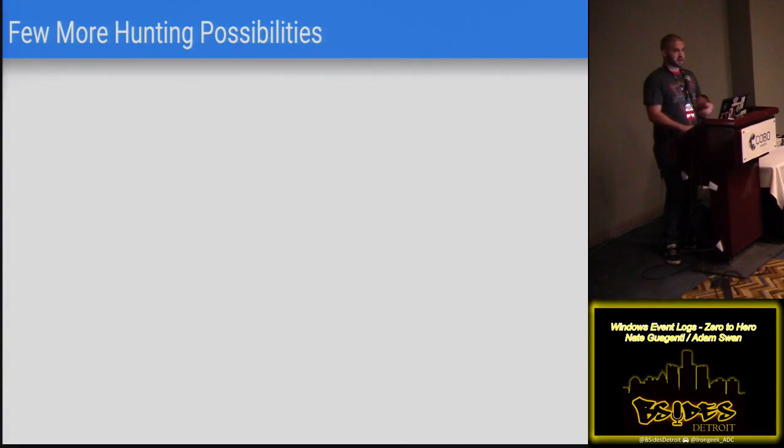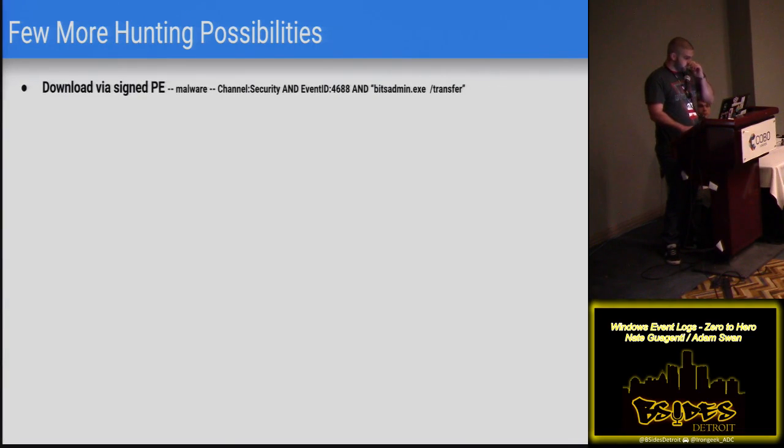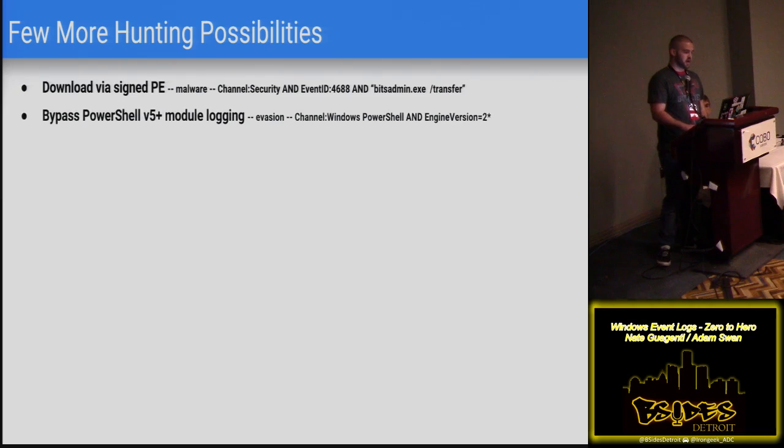So, a few more hunting possibilities. I don't have slides for these. Download via signed PE: bitsadmin.exe /transfer. It's built in, a signed executable, going to bypass AppLocker and those other things. So you've got PowerShell 5 enabled. There are bypasses for everything, but you can look for engine version 2.*, right? If everybody upgraded to 5, nobody should be running version 2.